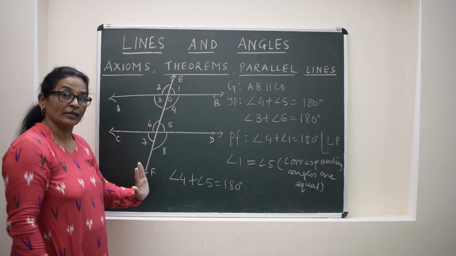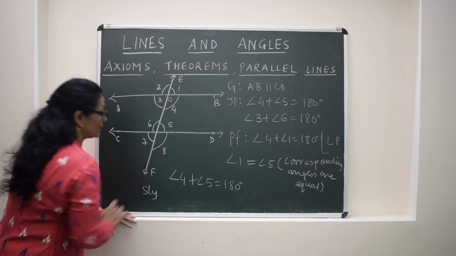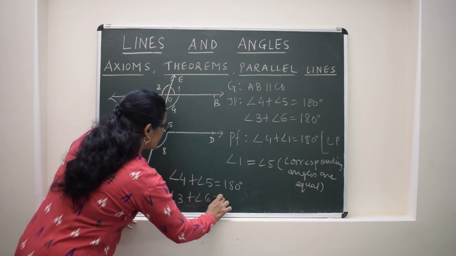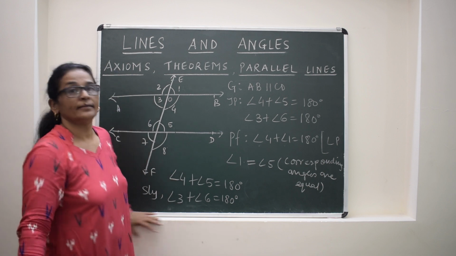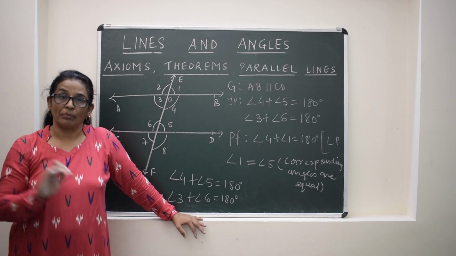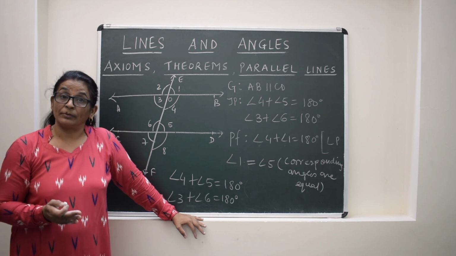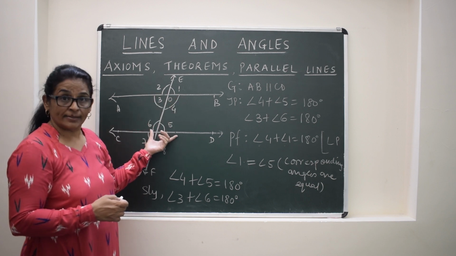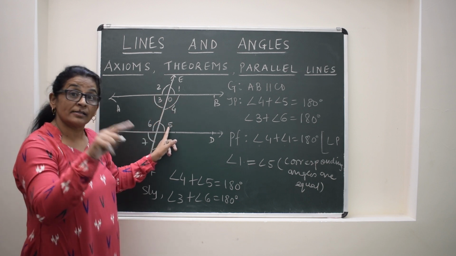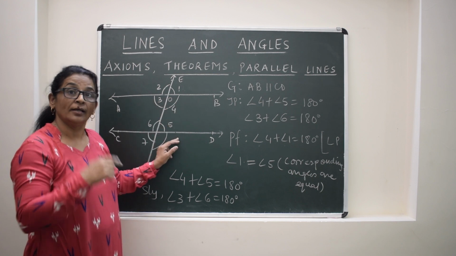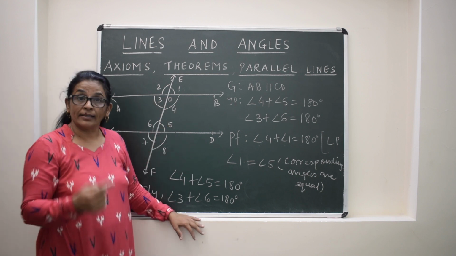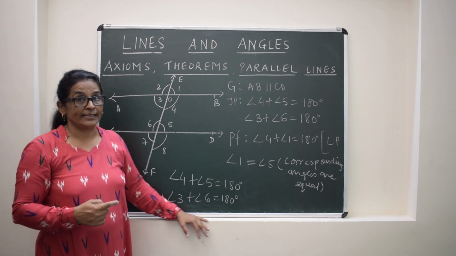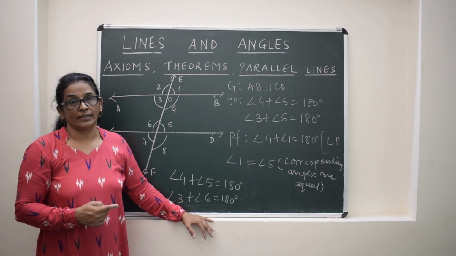We will simply write similarly. Similarly, the short form SLY you can also write. Similarly, angle 3 plus angle 6 is equal to 180 degrees. So what we have seen is, if the lines are parallel, then the co-interior angles are supplementary, and the converse is also true. We can say if for any two lines co-interior angles are supplementary, then the lines will be parallel. So this is all about the angles formed for parallel lines with the help of a transversal. We have seen the axioms and the theorems based on the same.